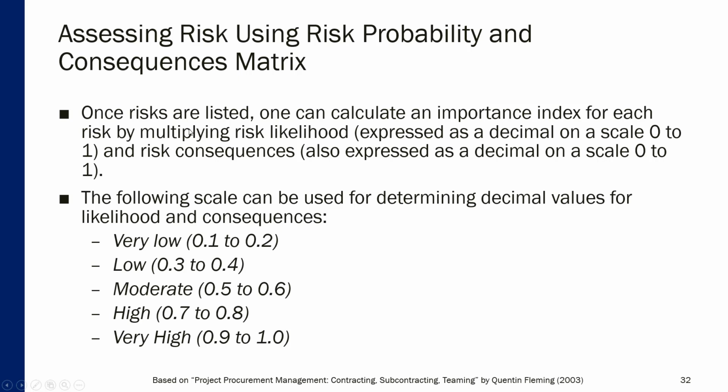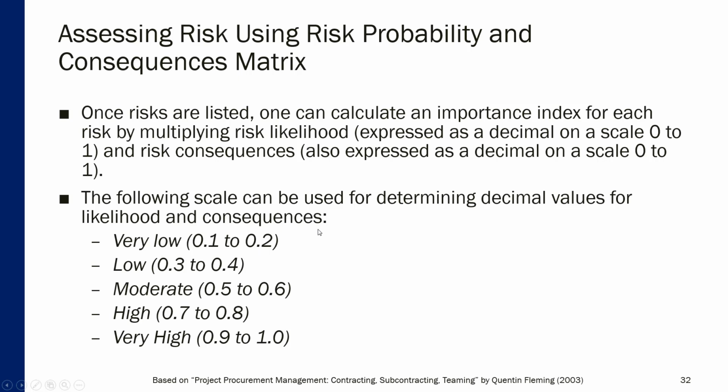Once you list all the risks, you can calculate the so-called importance index for each of the risks by multiplying its likelihood or probability, expressed as a decimal on a scale from 0 to 1, and the consequences, also expressed as a decimal on a scale from 0 to 1. Now, people are usually bad with numbers in the sense that they cannot think in terms of specific numbers, decimals, or probabilities. So to assist them, you can create a qualitative scale that is nevertheless attached to specific numbers or decimals.